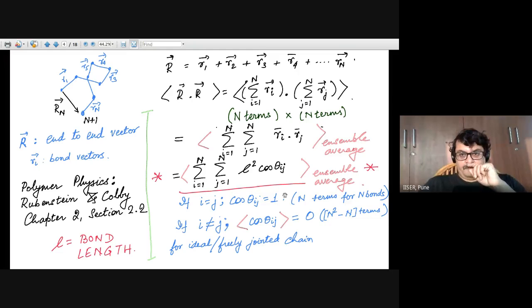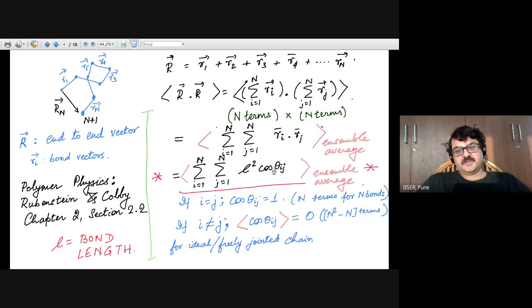Now, when i is equal to j, you are talking about the same bond vector. So cos theta ij will be 1 because theta ij will be 0. So basically R1 square plus R2 square plus R3 square plus R4 square and so on and so forth. So n terms for n bonds.